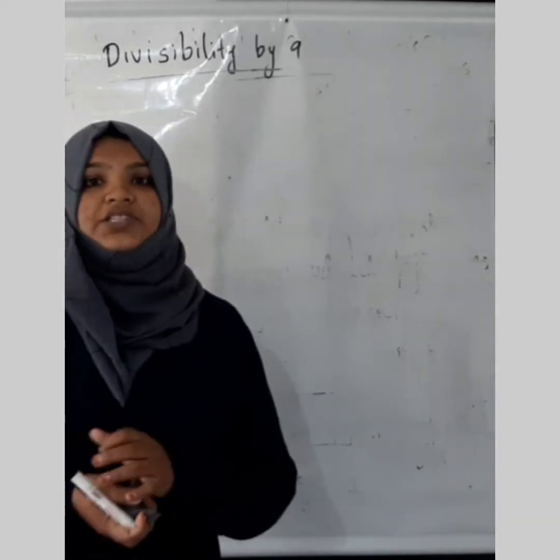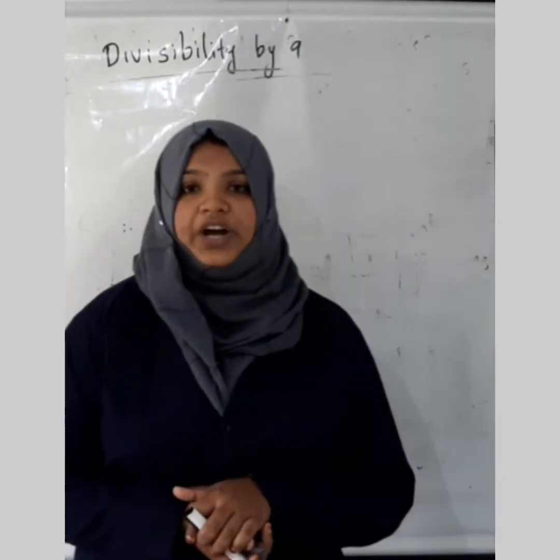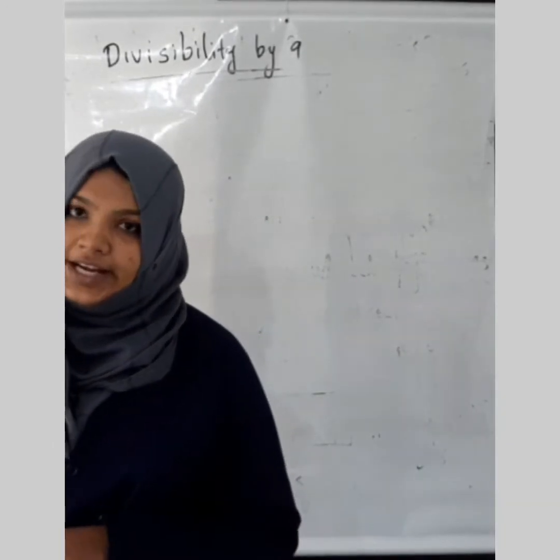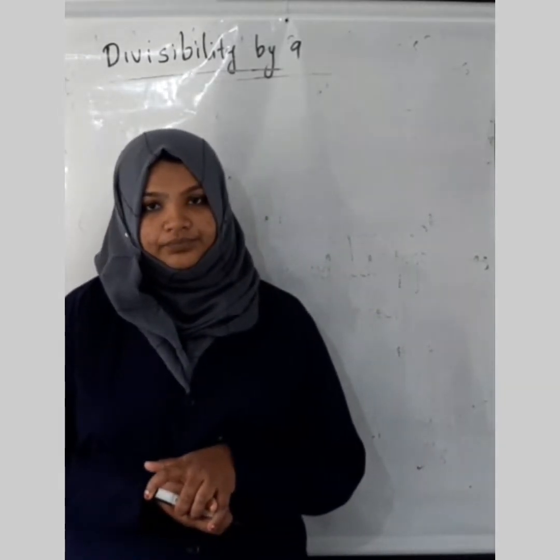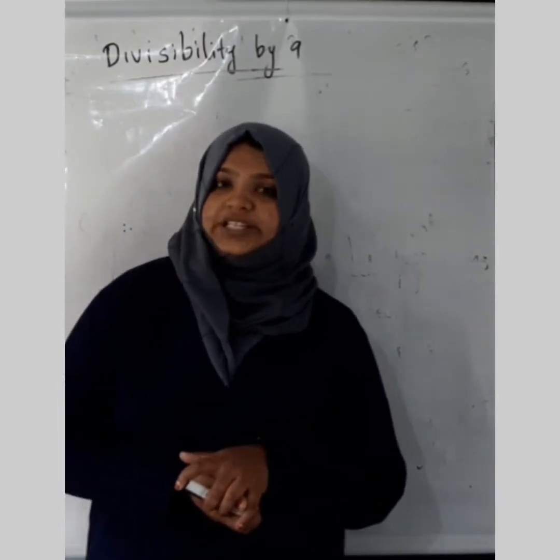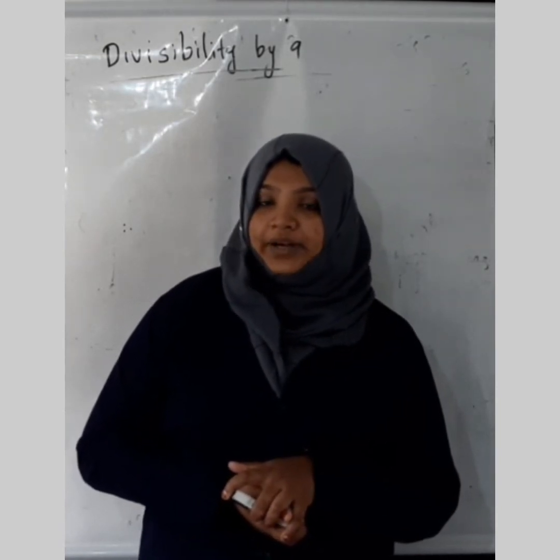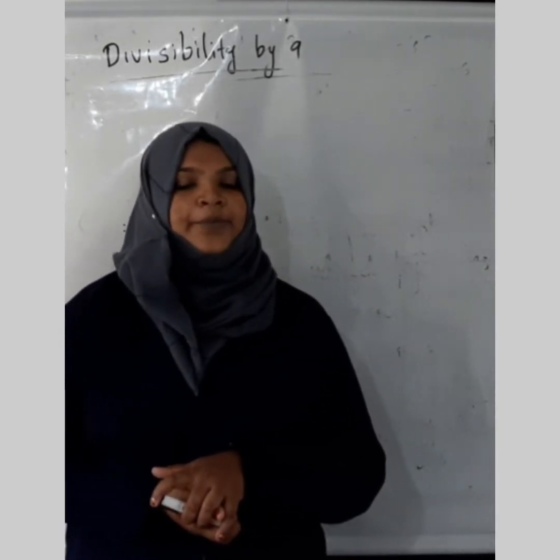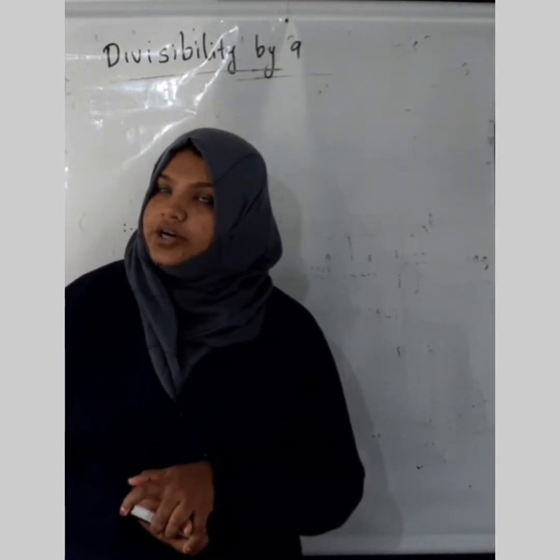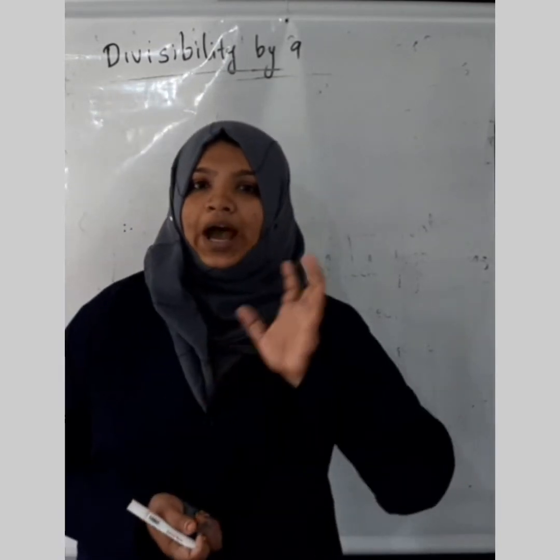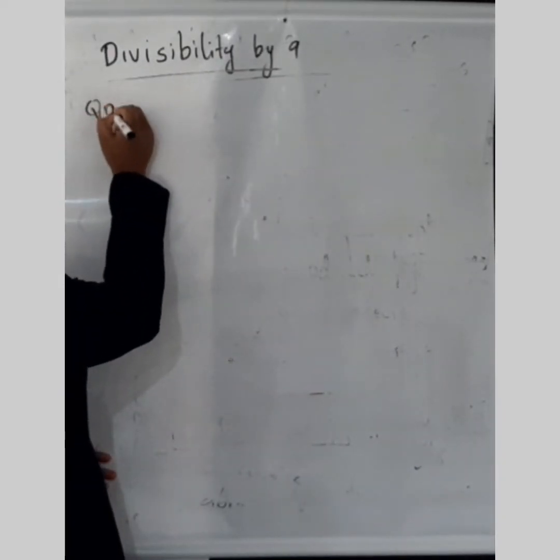So we have to find the sum of the digits of the given number, and also we have to find whether it is divisible by 9. So what is the test for divisibility by 9? How will you define the test for divisibility by 9? If the sum of the digits of the given number is divisible by 9, then the given number is also divisible by 9. So you have to learn by heart the tests for divisibility of numbers. Here we have the first question.